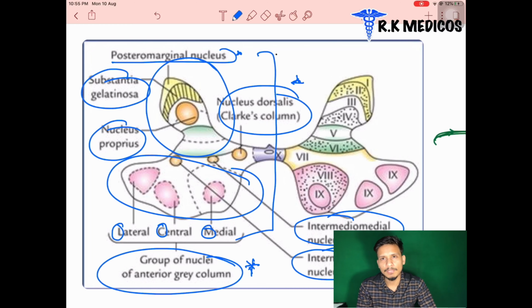And you have to memorize it. You have to learn it by heart, because these nuclei are very important in the tract system. In the next part we are going to discuss the ascending and descending tracts. So you have to learn about it.